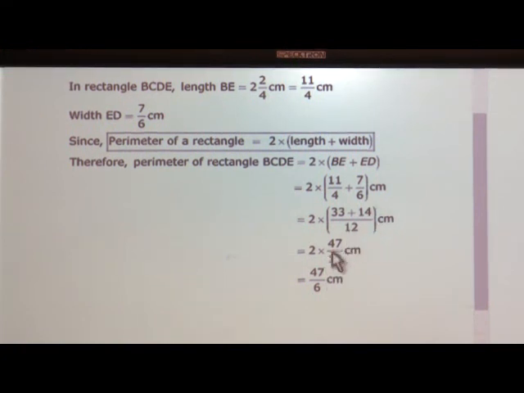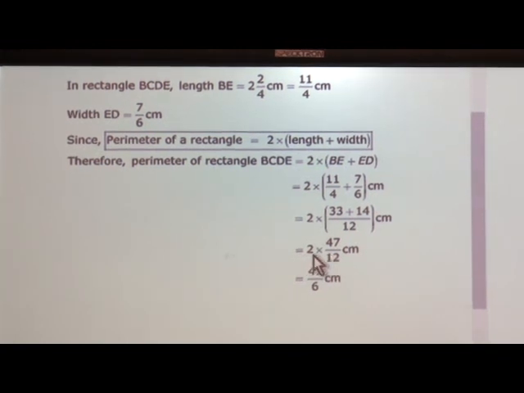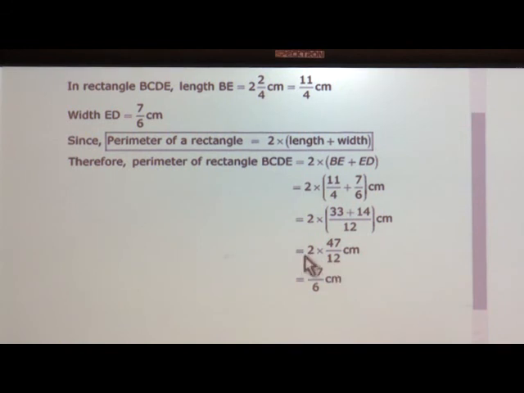I have to write the unit as centimeter everywhere, so I have written centimeter. Now I had given you a trick: when it is a multiplication sign with a whole number or with a fraction, if it is possible to reduce, we can reduce it. Here we have 2 as the numerator and 12 as the denominator. So it is an even number, so we can cancel here, 2 1s are 2, and here 2 6s are 12. So our answer is 47 upon 6.